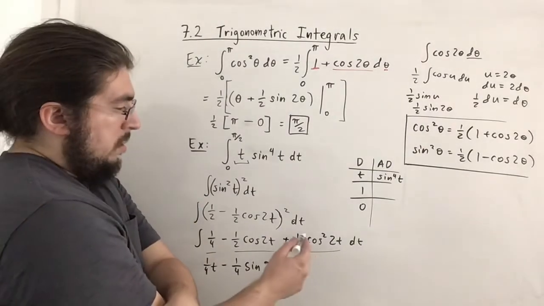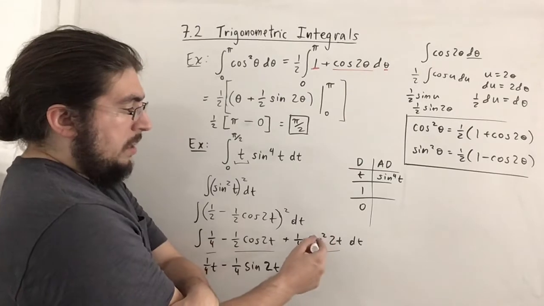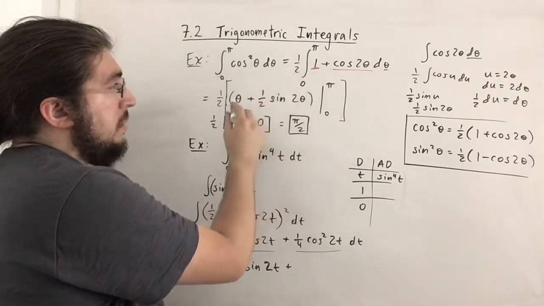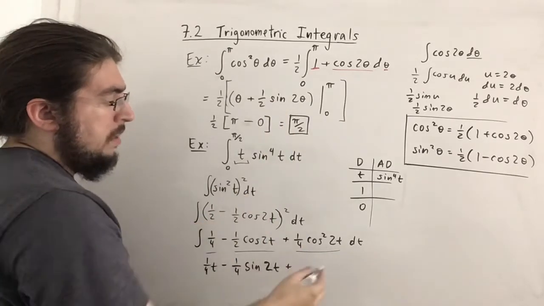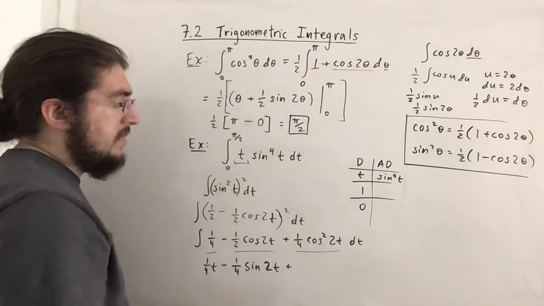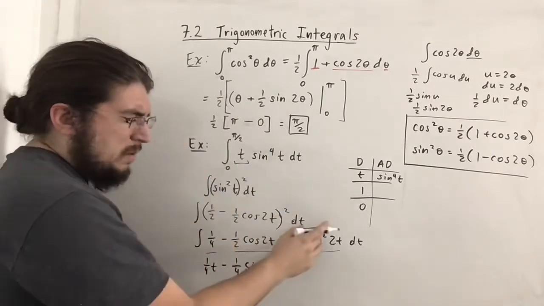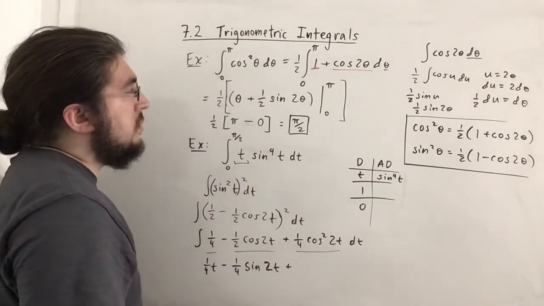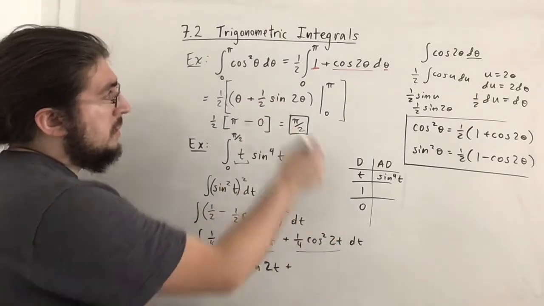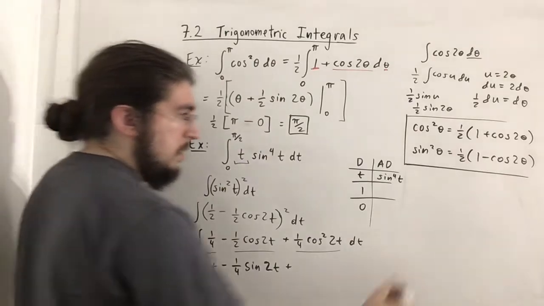So treat this as cosine squared of theta. Now the antiderivative of cosine squared of theta is this, actually. But notice this is cosine squared of 2t, not just of t itself. So I guess we would kind of have to do this on our own to figure out what that would be. But really it's just a u substitution to get to this, or I guess a theta substitution.